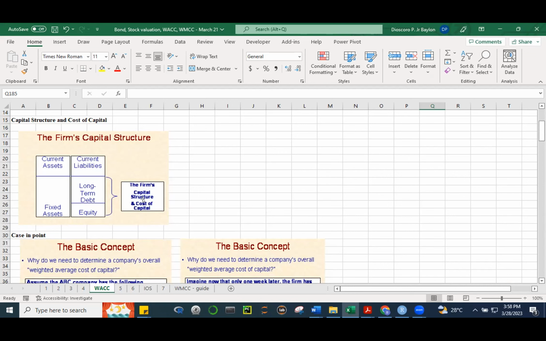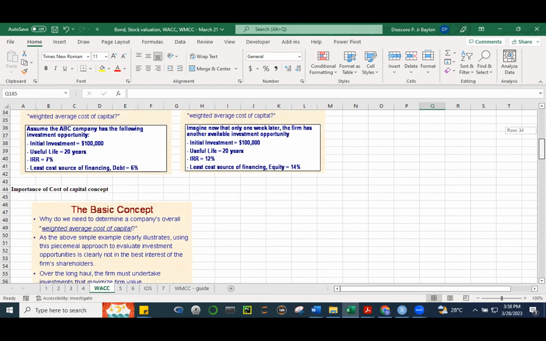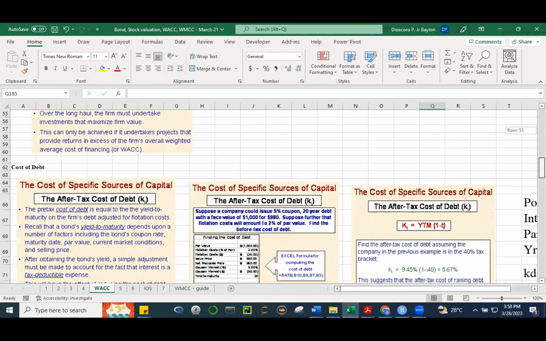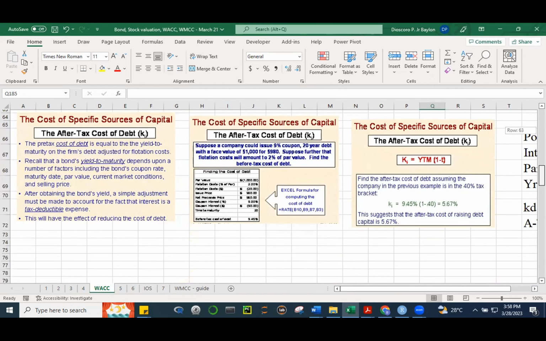Now, in computing for the capital structure or the cost of capital, we make use of the fixed assets and the long-term debt and equity. But sometimes, if current assets are small relative to your fixed assets, the whole balance sheet is also used. Okay, so what we're interested in is computing for your weighted average cost of capital. All right?